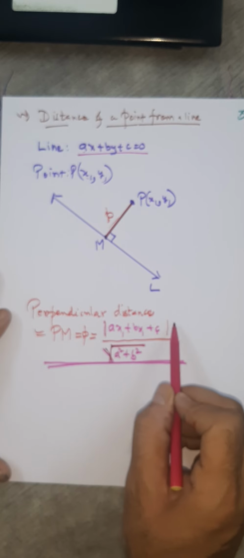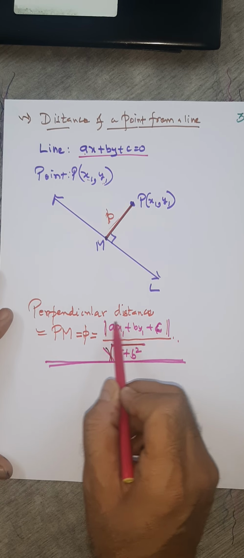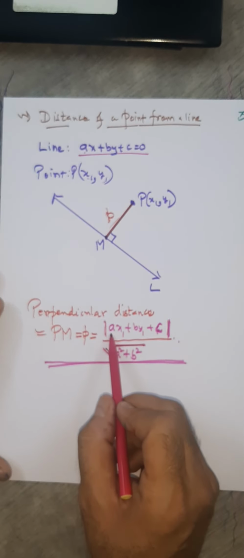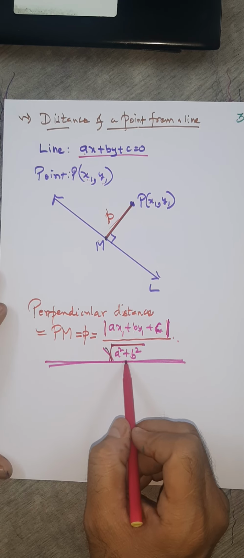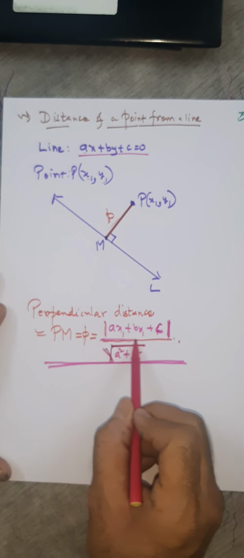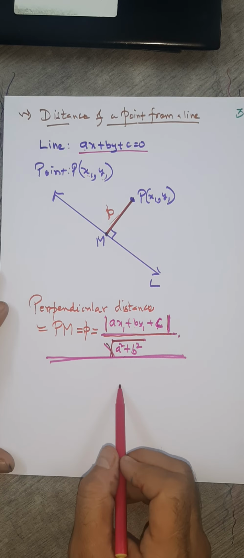Why are we putting the modulus? In case this number is negative, we make it positive. Modulus of ax1 plus by1 plus c upon under root a square plus b square. You need to remember this, we'll use it frequently, even in 12th standard also.